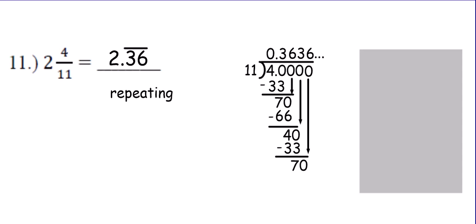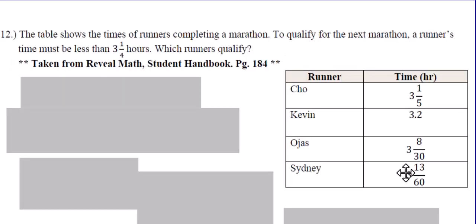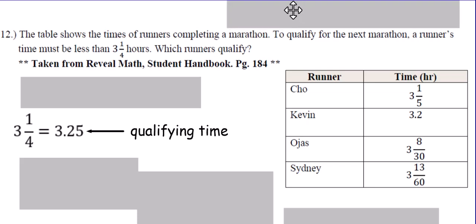Now our last word problem question here says the table shows the times of runners completing a marathon. To qualify for the next marathon, a runner's time must be less than 3 1/4 hours. Which runners qualify? Well, first of all, we have to recognize that 3 1/4 is equal to 3.25. That's our qualifying time, 3.25 hours.